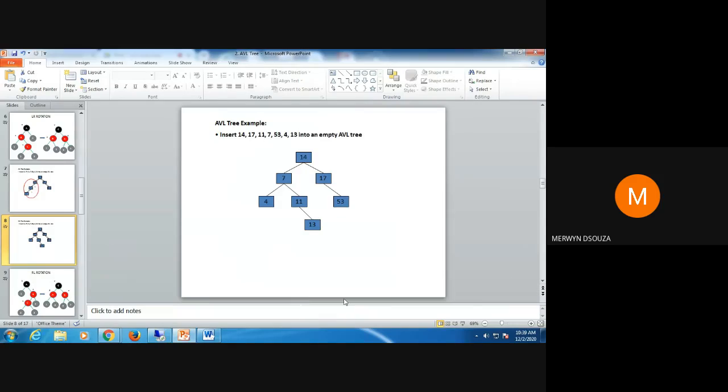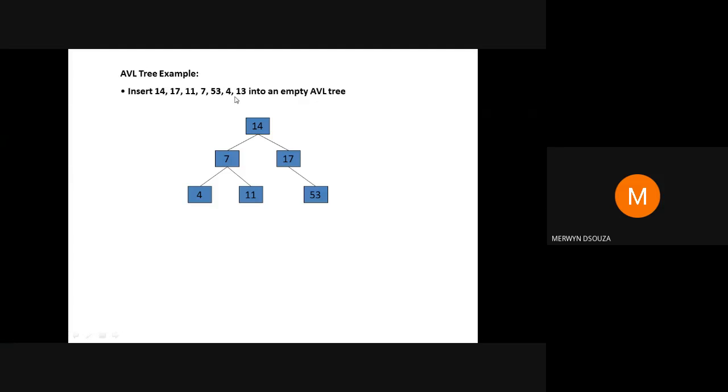Okay, so let's continue. Next, we are going to try and insert 13. So 13 will be inserted as the right of 11. Okay, so you calculate the balance factors again. Which are the nodes you are going to calculate the balance factors for? 13, 11, 7, 14. All the nodes from the new node till you reach the root. You have to trace the path from the new node till the root. Calculate the balance factors only of these 4 nodes.